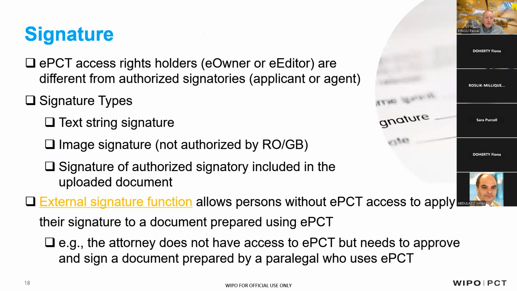So signature is an important feature in ePCT, and as you know, all documents submitted to the receiving office or to another authority or to the IB should be signed by someone having authority on behalf of the applicant. So meaning it can be the applicant or the agent. However, someone having access to an application as e-owner or e-editor might be different from the person authorized to sign documents. So I always take the same example.